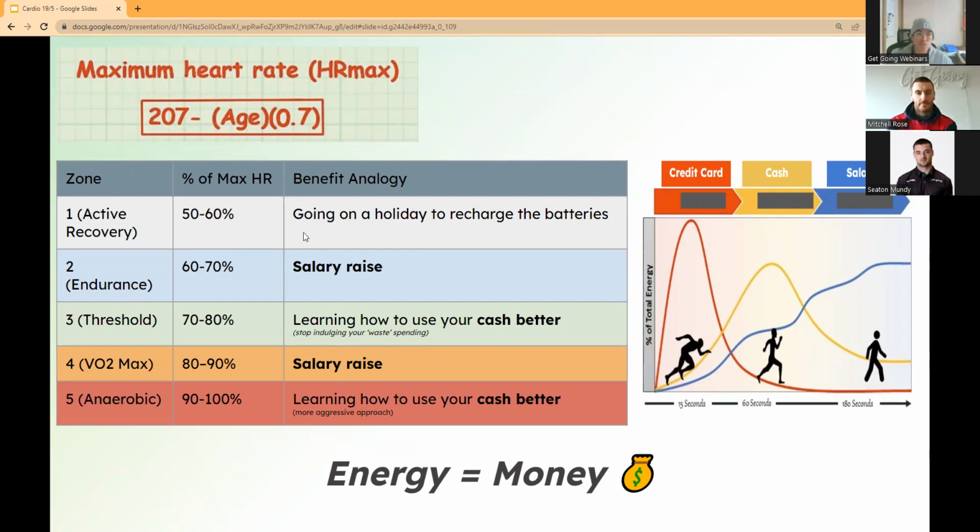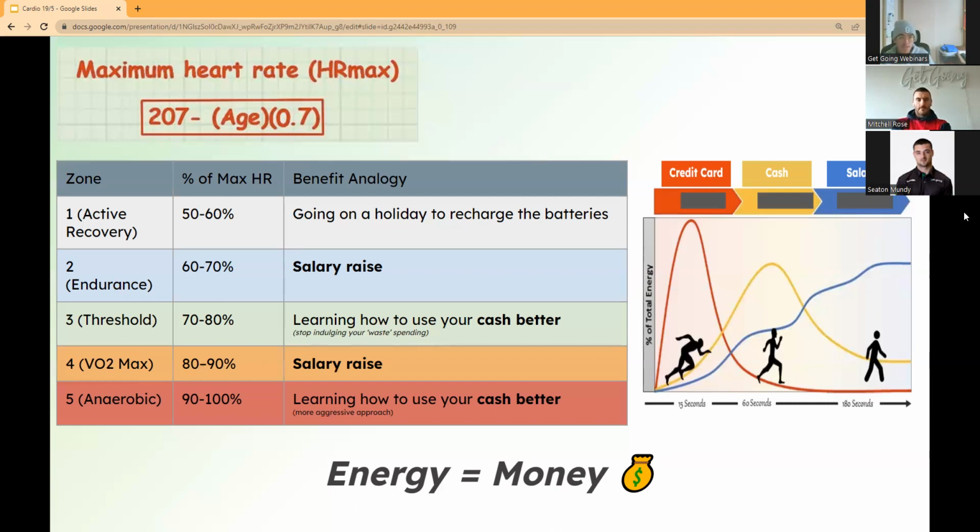And zone 2, which is probably one of the most common ones out there in terms of people discussing it, is the endurance one. So it's about 60 to 70% of your max heart rate. And again, the best way to describe it is a salary raise. So increasing the amount of energy that your salary can produce. So increasing the money that your salary contributes to your total money.